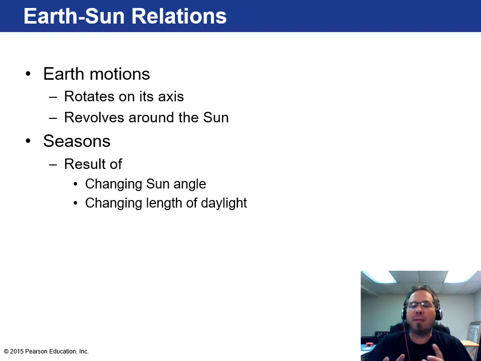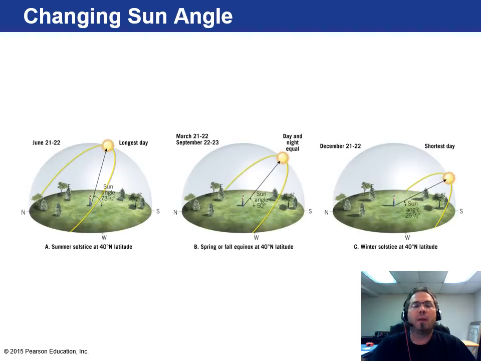Because we revolve around the sun, because the Earth is rotating, and because of that angle, we get things like day and night and the length of daylight, which is the change of the seasons. Let me show you some graphs of these, some photos. So here's the changing angle of the sun.